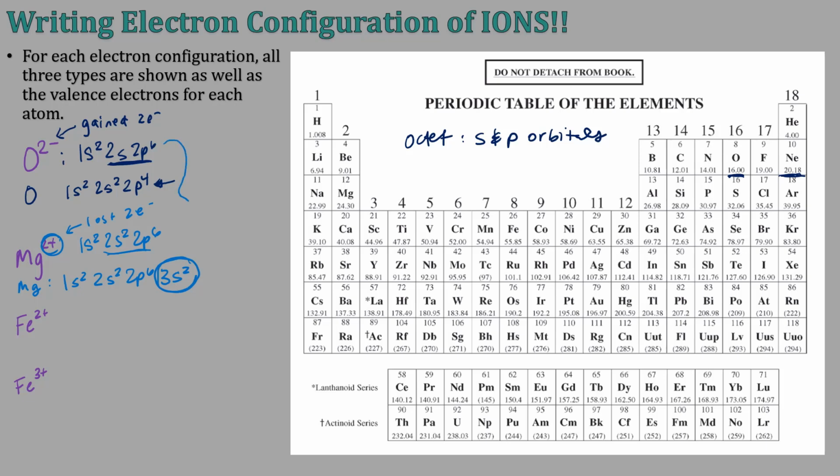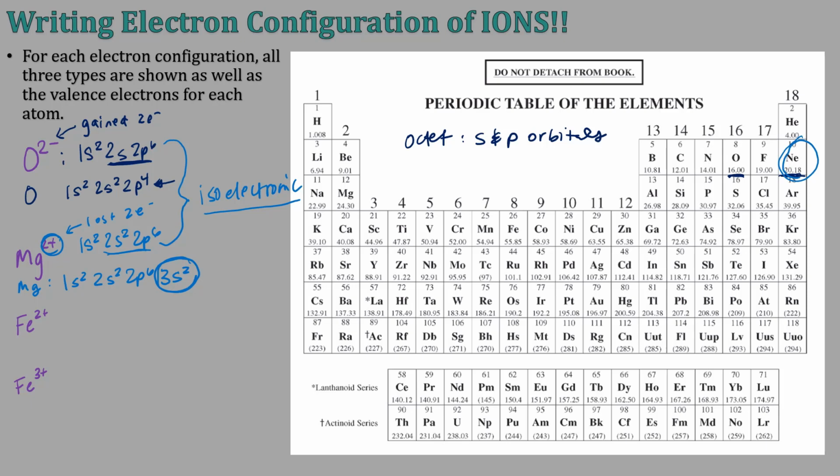So if you look at this, magnesium 2+ and oxide both have the same electron configuration. So these are called isoelectronic. And they're isoelectronic with neon, because that is neon's electron configuration.